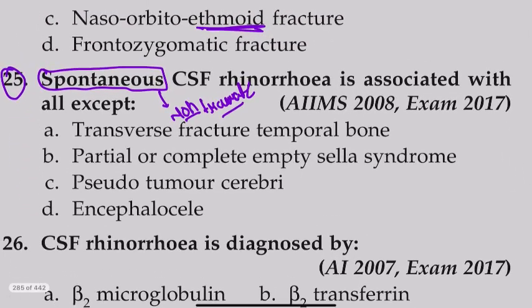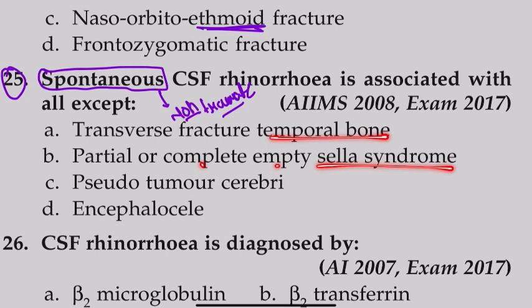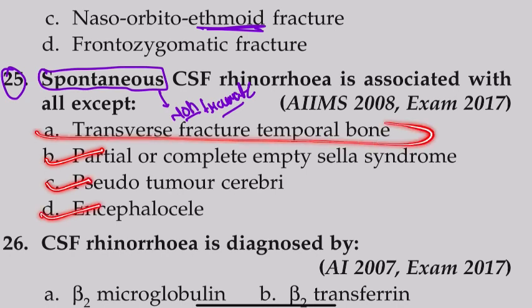Spontaneous CSF rhinorrhea is associated with all except what? Spontaneous means it is non-traumatic. Non-traumatic CSF rhinorrhea is associated with partial or complete empty sella syndrome, pseudotumor cerebri, encephalocele. But transverse fracture of temporal bone involves a fracture, so it is a traumatic condition, not a non-traumatic condition. So it is the right answer.